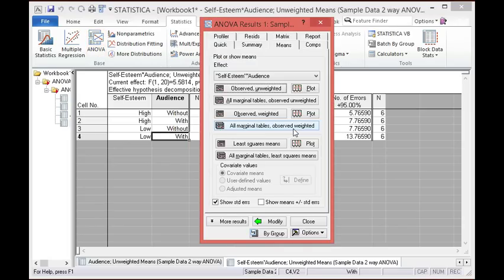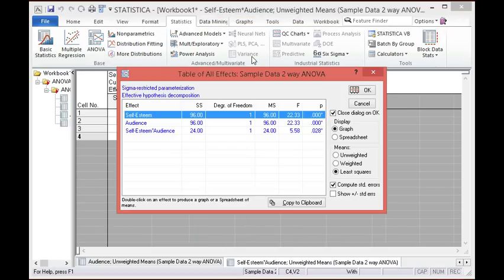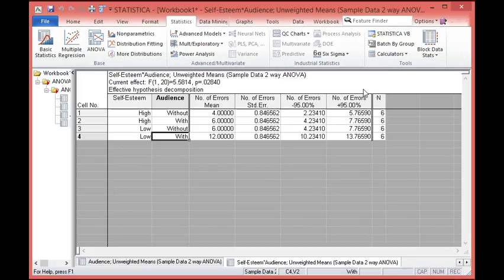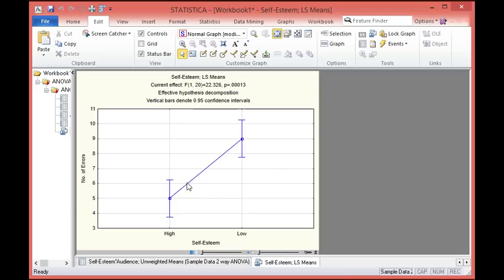So let's go back. Let's check the graphs. So click all effects. Click on self-esteem. There's the plot. So this is the number of errors, and then high and low self-esteem, and you can see that for those with low self-esteem, they have more errors, significantly more errors at that.